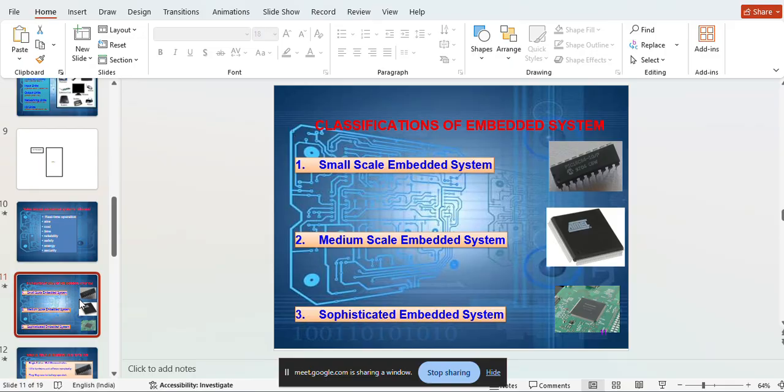Okay, so here you can see the classification of embedded systems. Please note down these types. These are the classification of embedded systems: small scale embedded systems, medium scale embedded systems, and sophisticated embedded systems. Write this down.